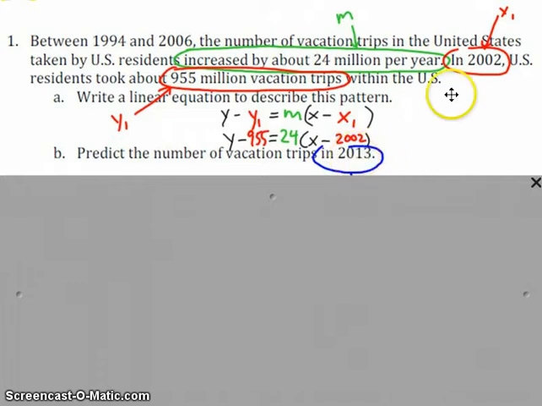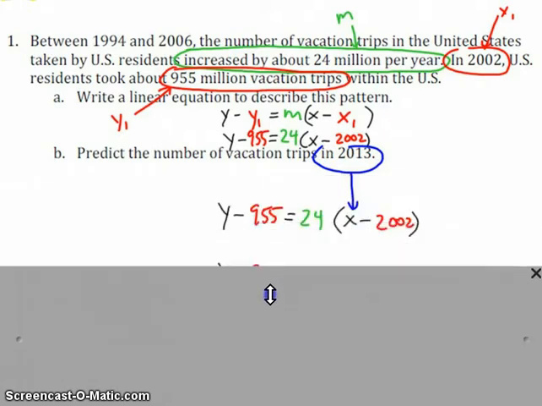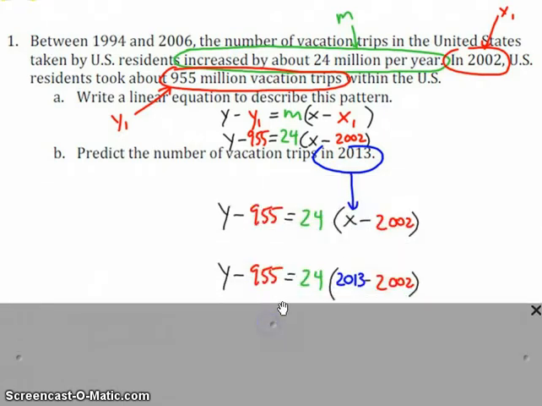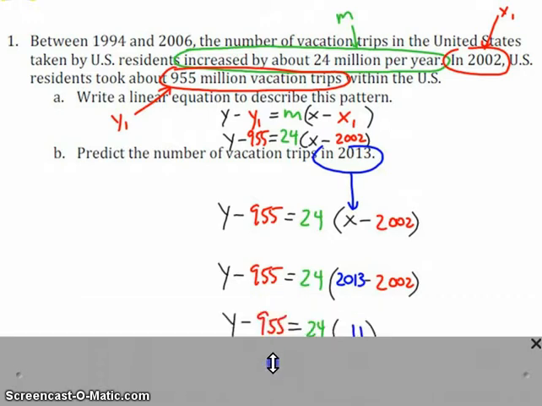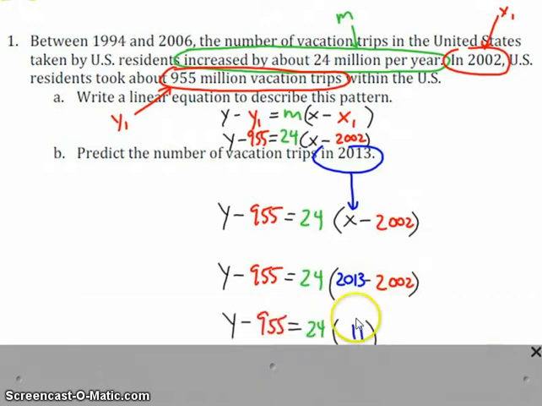2013 is a time, just like 2002 is. So put it in place of x there, and look what happens. I'm going to end up with this. Y minus 955 equals 24 times this difference, 2013 minus 2002. Well, that difference is 11. So I've got y minus 955 equals 24 times 11.